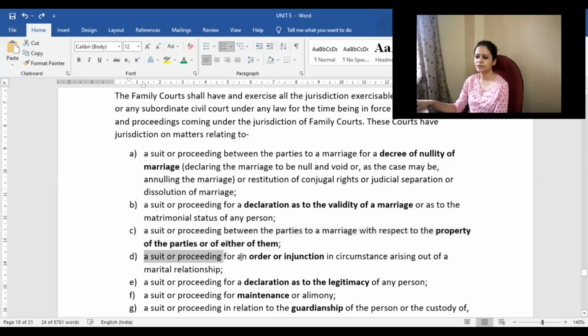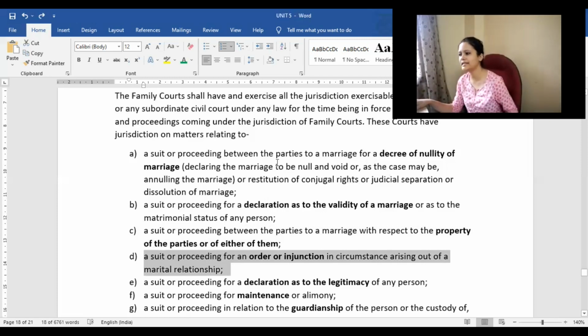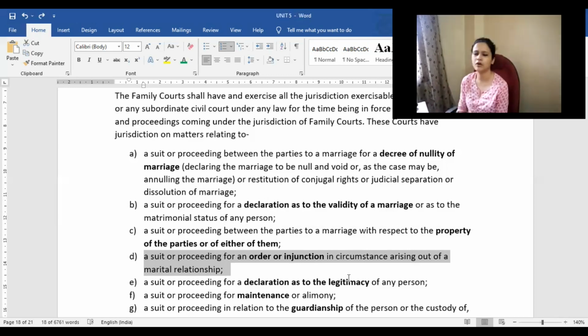A suit or proceeding for an order or injunction in circumstances arising out of marital relationship. So there might be some order or injunction also which parties may want to get from court. Okay, take for example, after divorce, right, they fought for custody of the child. Okay, and one of the parties got custody of the child. All right, take for example, might be wife got custody of the child. It was a small kid. Wife got custody of the child.